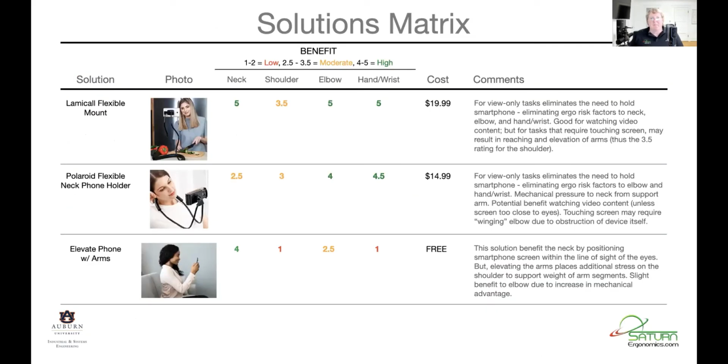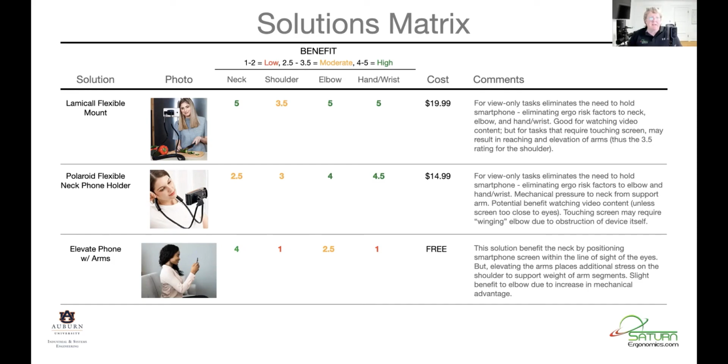Here's a little bit more nuanced way. I want to do more of this kind of analysis for solutions. For example, that flexible mount, you can see it really improves the neck, but the problem there is if you have to reach for the phone, you reach up and touch it, then it's going to put some stress on your shoulder. So we need some kind of way to quantify. And I may do it with a pluses and minuses system.